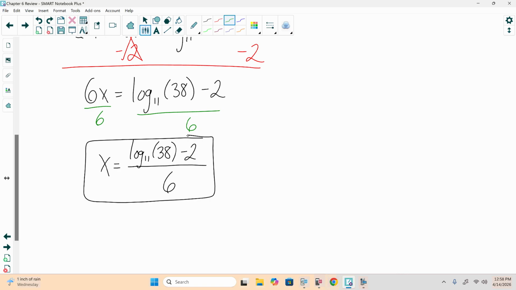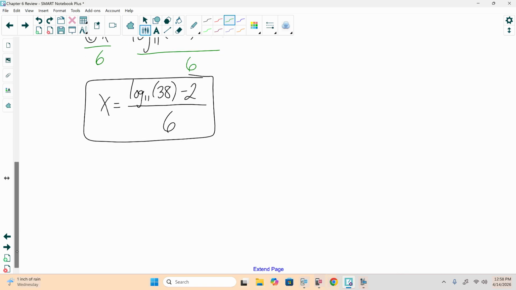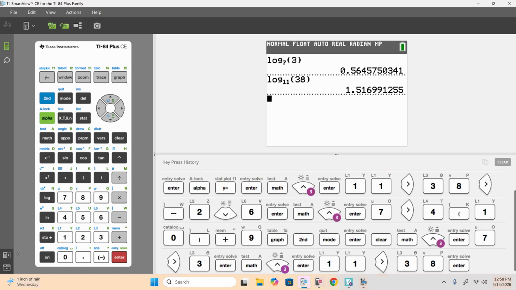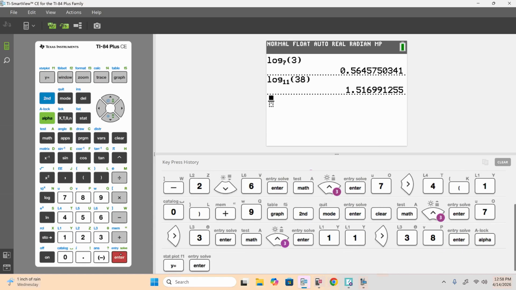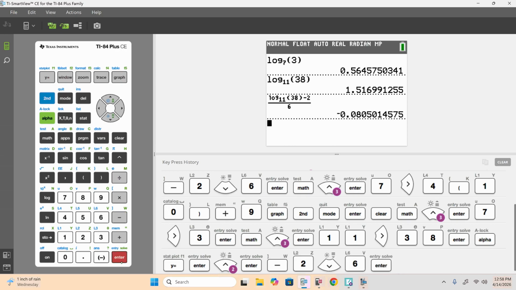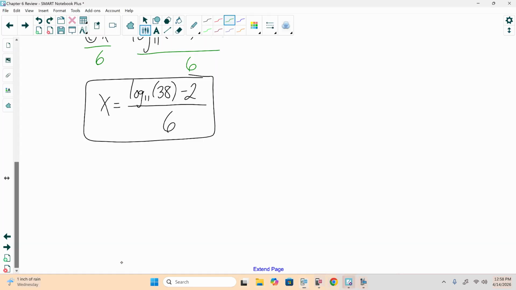If we want to get the decimal approximation, we can just grab the calculator. We'd have log base 11 of 38 minus 2 all over 6, which is equal to negative 0.08505 or negative 0.081.